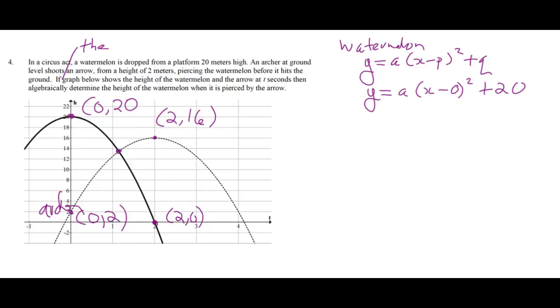I just won't write minus 0 because that's silly, and I will have a value for A. But this is what my equation is going to look like. I'm just going to have a value for A. So now we've got to figure out what's the value for A.